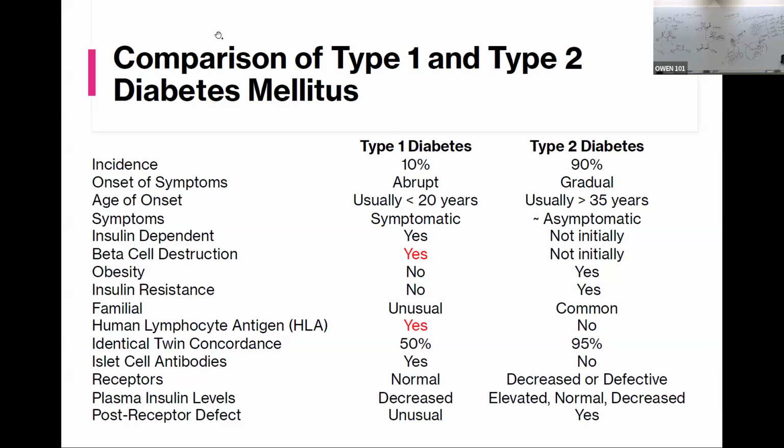What next is familial. Unusual for type 1 diabetes and common in type 2 diabetes. That's that genetic thing. What else is important here? So, yeah, the antibodies are important. Type 1 diabetes has the antibody that attacks your own beta cell, right? And type 2 diabetes, no. And so on. You can read all this.